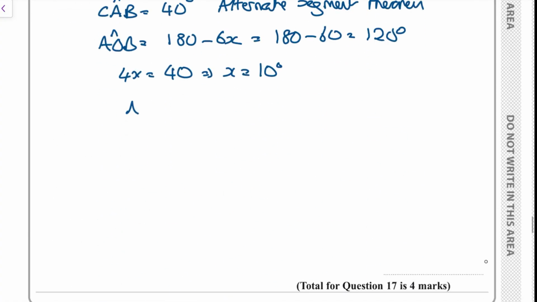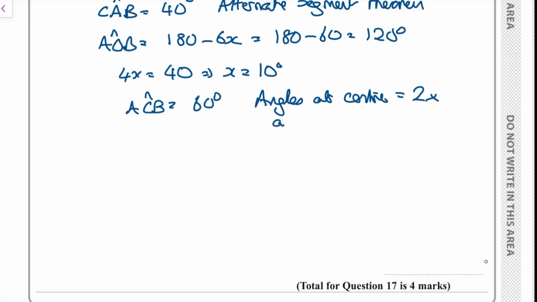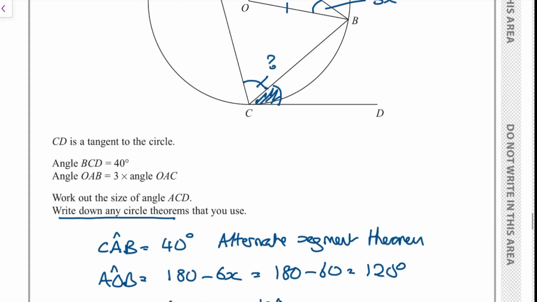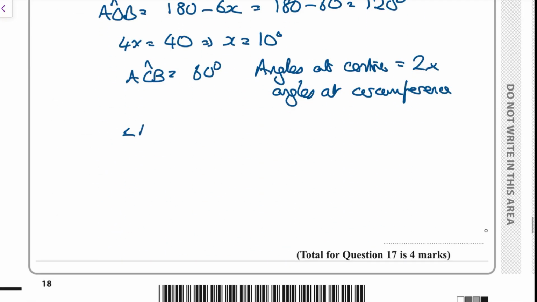ACB, so therefore ACB is equal to 60 degrees because angles at center equals 2 times angles at circumference. I apologise, my writing gets messier as I go through the exam. What does it want? So it wants the whole angle. Oh, it wants ACD. It wants the whole angle here, doesn't it? So therefore ACD is equal to 60 plus 40, which is equal to 100 degrees.